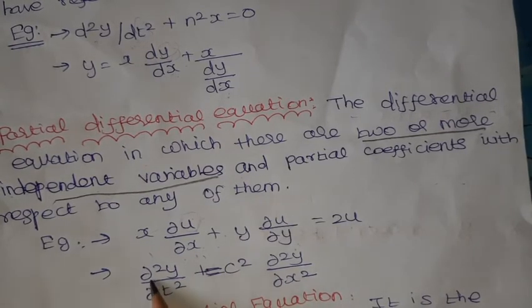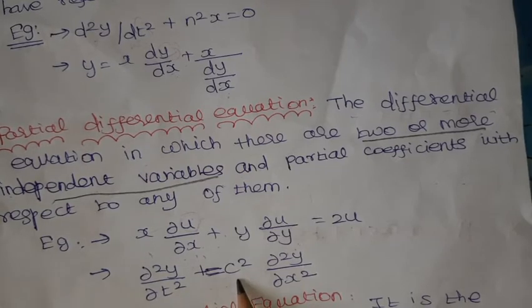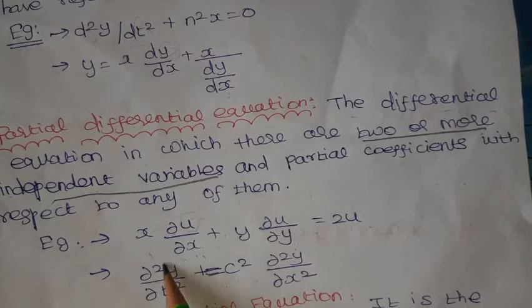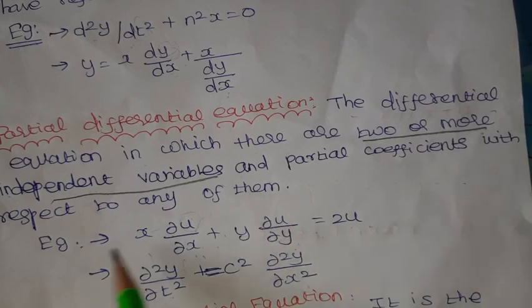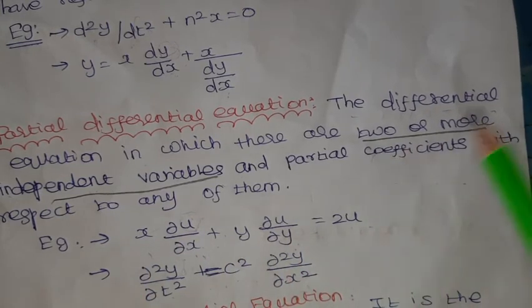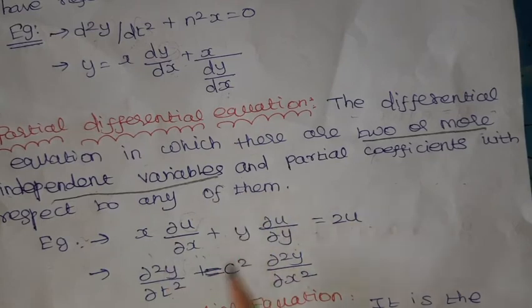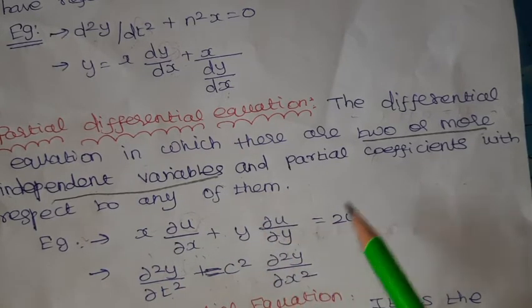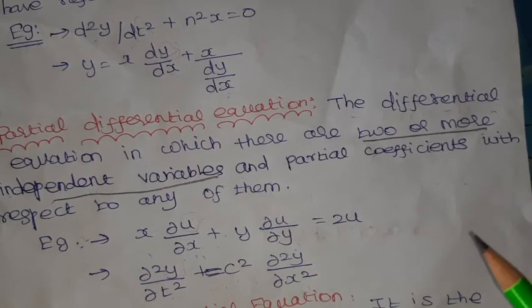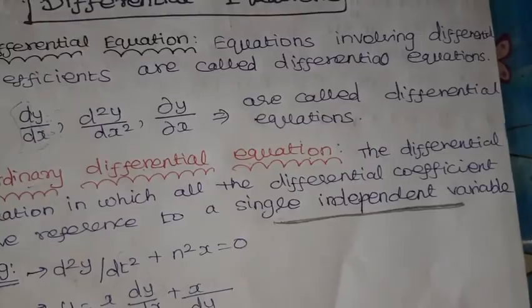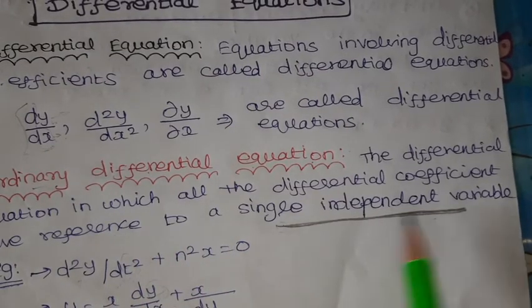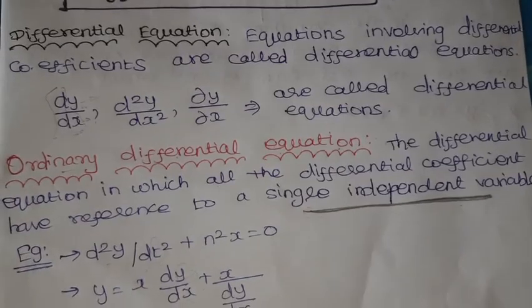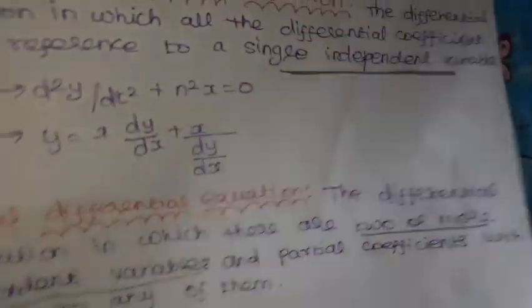Here is one more example, dou squared y by dou t squared equal to c squared dou squared y by dou x squared. See, this y is dependent on t and x. In this equation, y is dependent on t and x. So it is dependent on two or more independent variables, which means it is known as a partial differential equation. When it is dependent on a single independent variable, it is called an ordinary differential equation. Okay. We will move on to the next one.